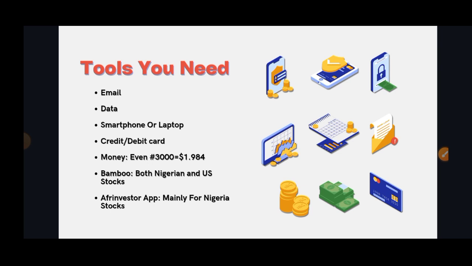Bamboo is an app that serves as a stockbroker for us to be buying shares from both Nigerian and US stocks. The AfriInvestor app deals mainly with Nigerian stocks, so you must have these two to get things started. So you can download them now and get ready for the next class. When you're done with this class, make sure you watch to the end and you download them.